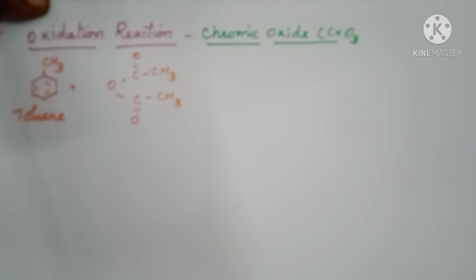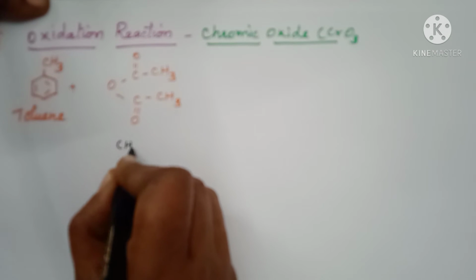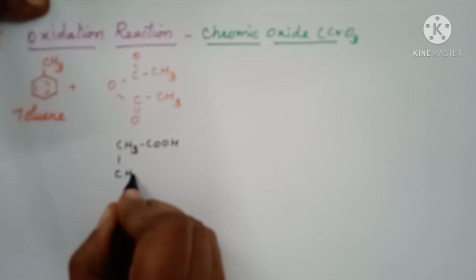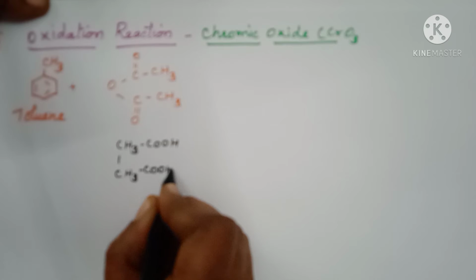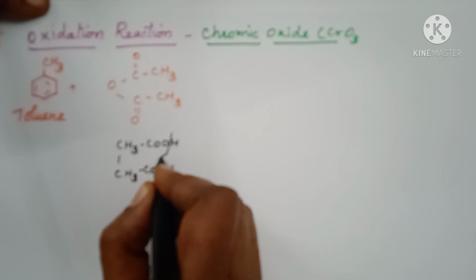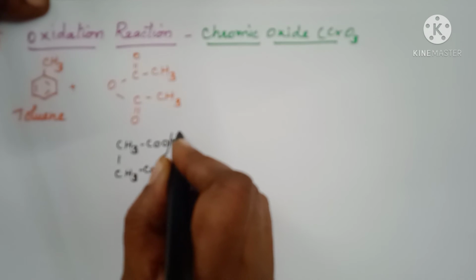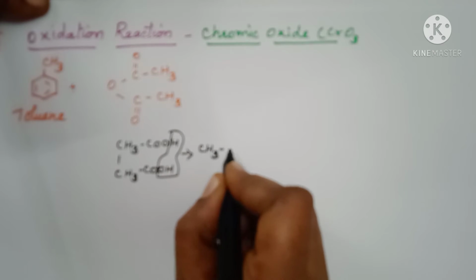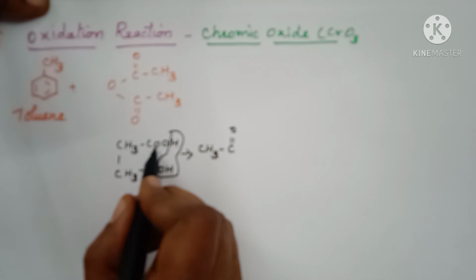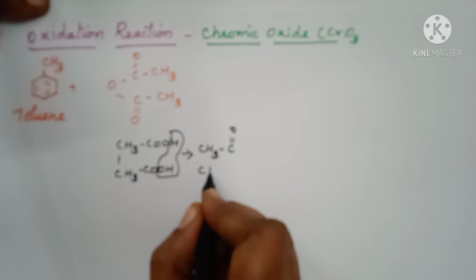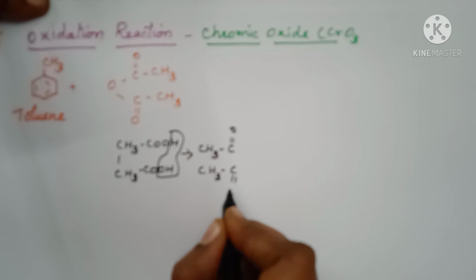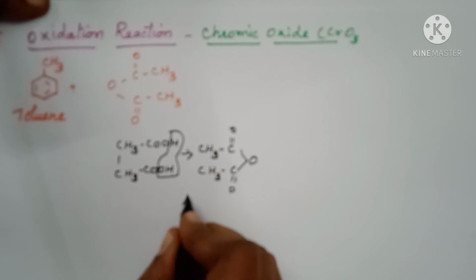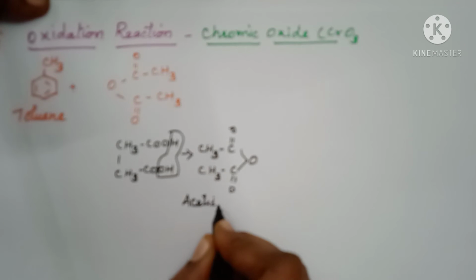Here, how do we get that acetic anhydride? You know, CH3COOH, and here also CH3COOH. You just remove the water molecules from here. So what is the product we receive? CH3, C double bond O here, C double bond O. The same way CH3, C double bond O here. Both are connected with oxygen. So this is acetic anhydride.